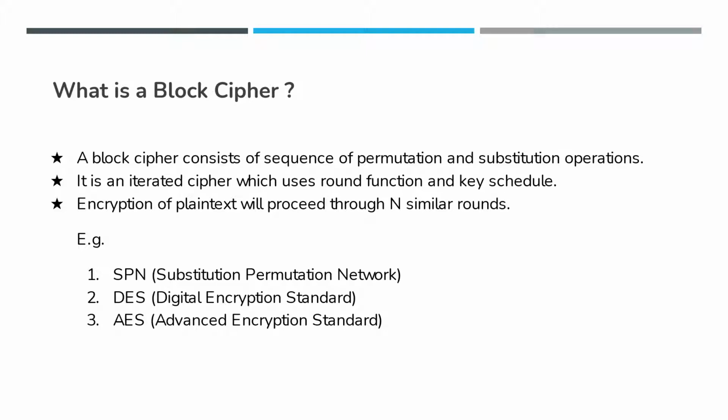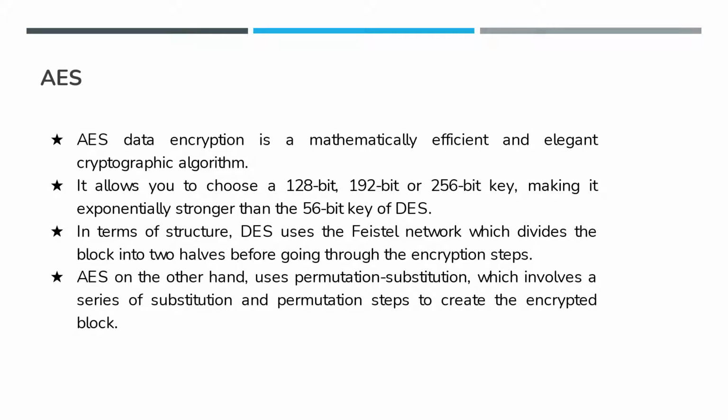Now the question is, what is a block cipher? A block cipher consists of a sequence of permutation and substitution operations. It is an iterated cipher which uses a round function and a key schedule to encrypt the plain text. Encryption of a plain text will proceed through n similar rounds. Some of the famous algorithms based on block cipher are SPN, Substitution Permutation Network, DES, Data Encryption Standard, and AES, Advanced Encryption Standard. Now let's take a look into the AES.